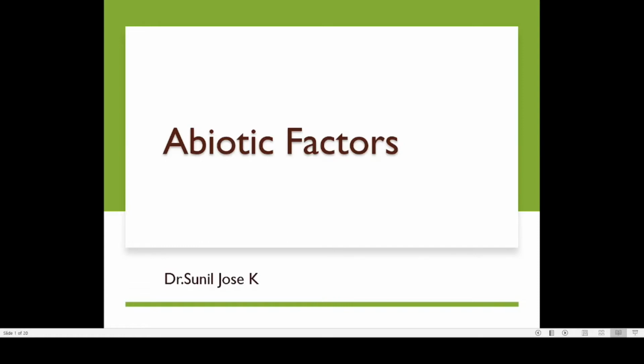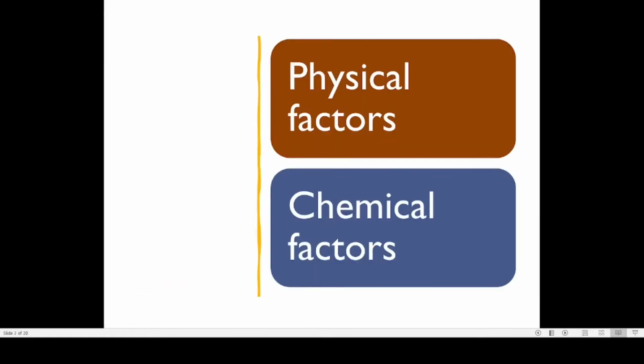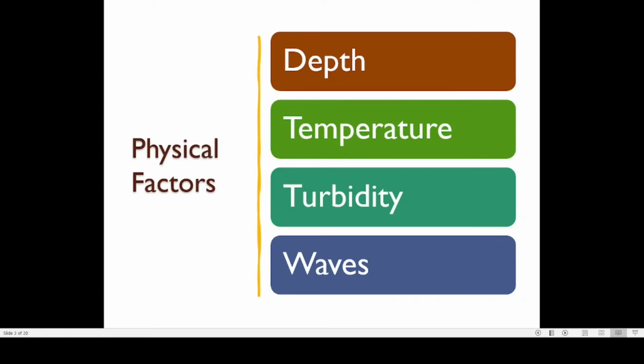So coming under the abiotic factors, there are basically two types: one is physical factors, the other is chemical factors. Physical and chemical factors are the two categories of abiotic factors. So we have to see what the physical factors are. These are the four different types of physical factors which we will take one by one: depth, temperature, turbidity, and so on.